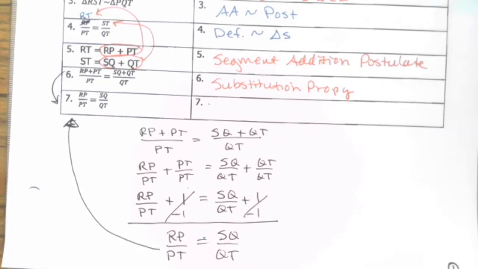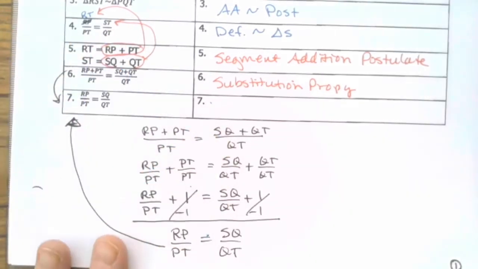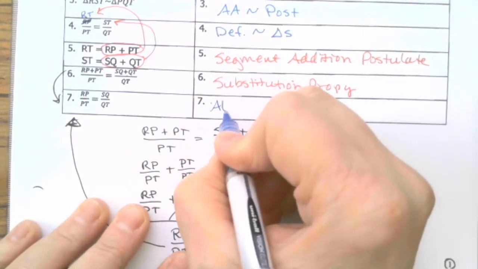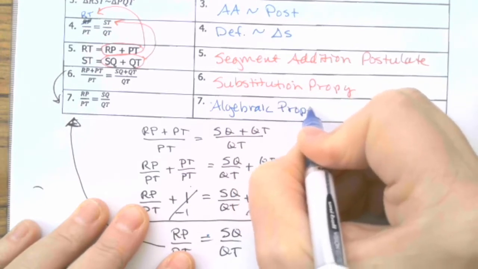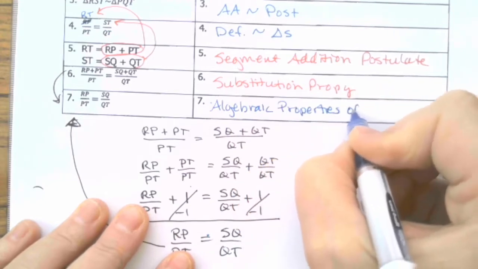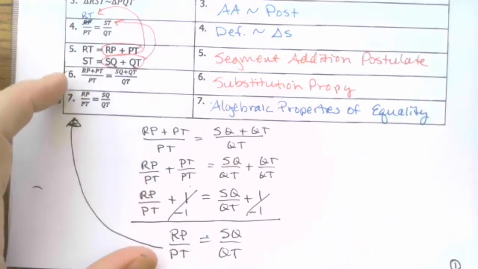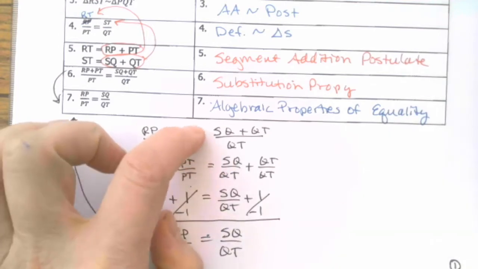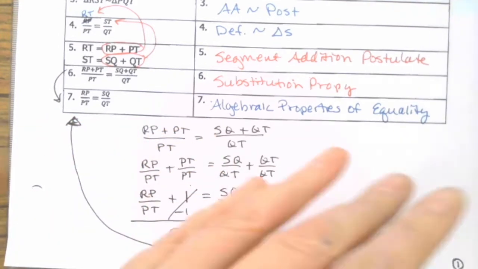If you do a bunch of algebra, and you go from this step to this step by doing basic algebra moves, your reason is always algebraic properties of equality, which basically means we did a bunch of algebra and got from there to there, which is really nice. It's a lot briefer than having to label every one of these steps. Okay, flip the page.